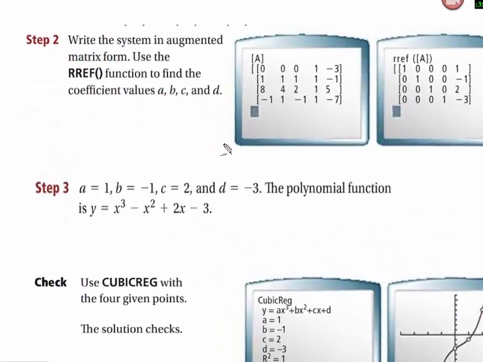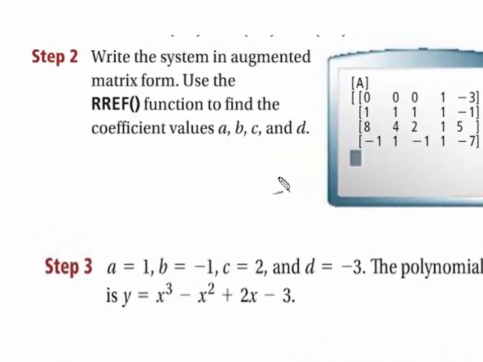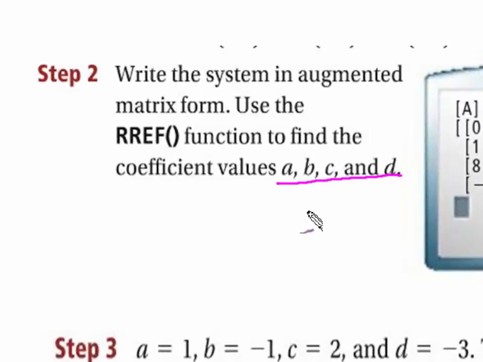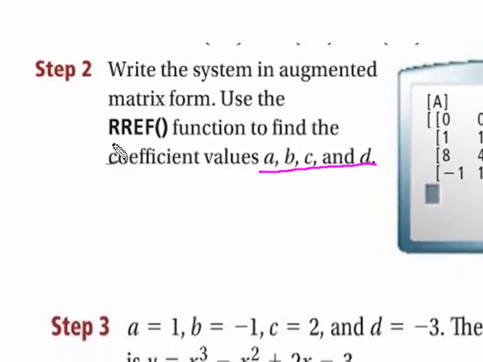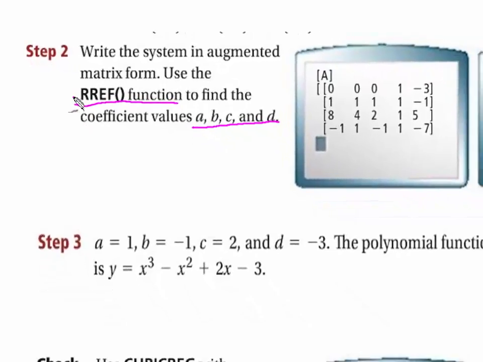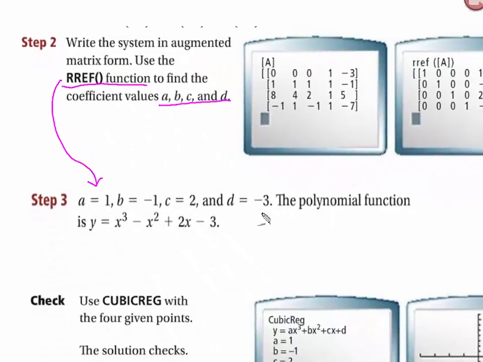Now we can use the matrix form in your calculator to figure out the value of these 4 coefficients a, b, c, and d. After you make use of the RREF function, then you know the value of a, b, c, and d is going to be like this.